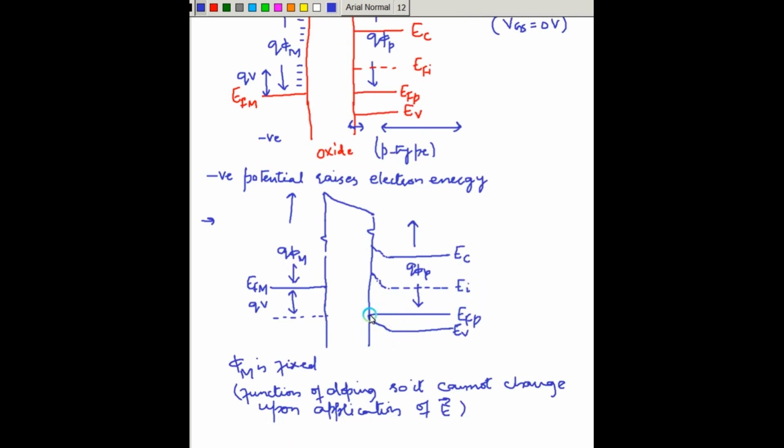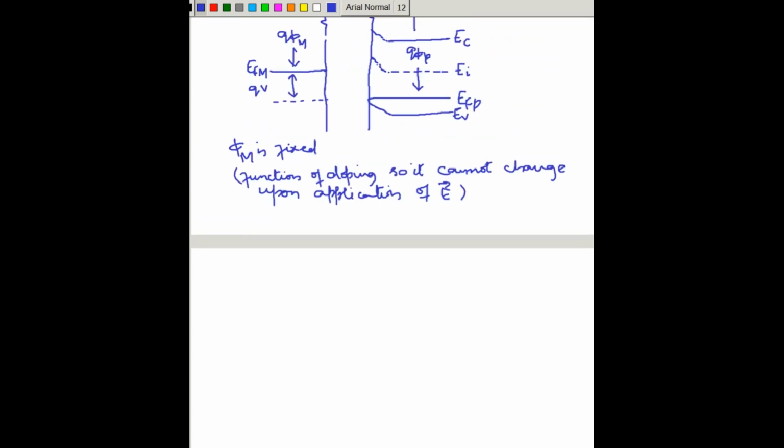Fermi level closer to the valence band means more number of holes. Okay, next one, which we take as the depletion. Depletion occurs when VGS is greater than 0. That means VGS starts getting positive.